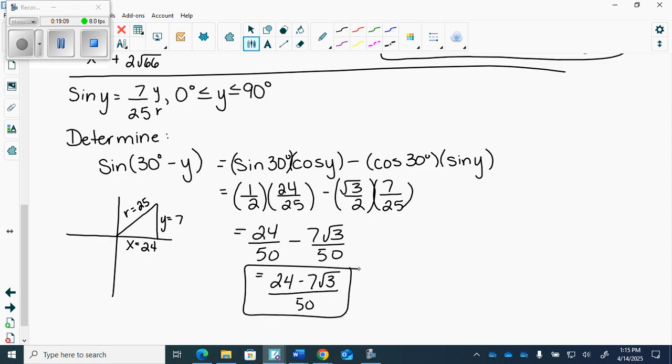Okay, one more, then we're moving on to radicals. No, that's not how it works. Okay, prove.